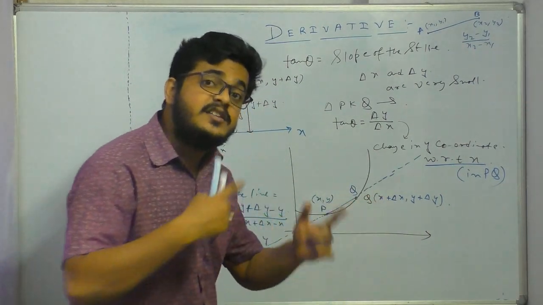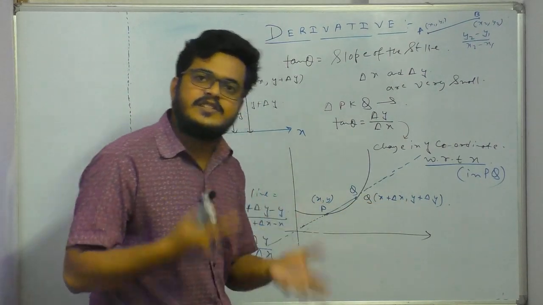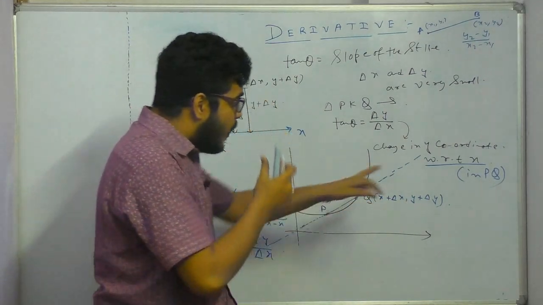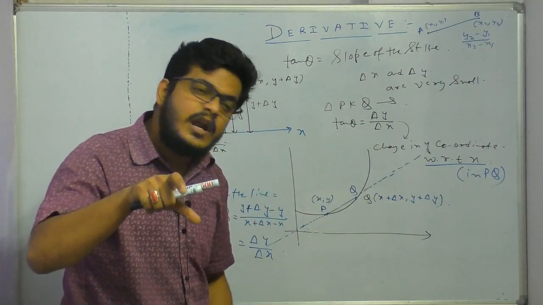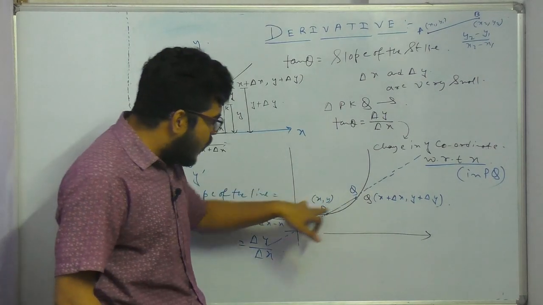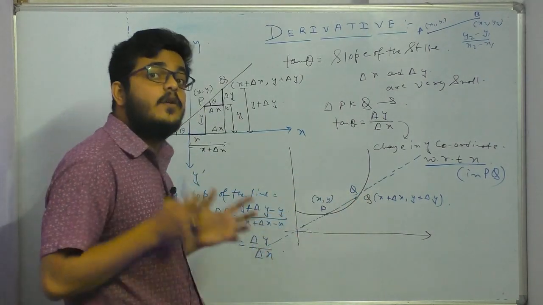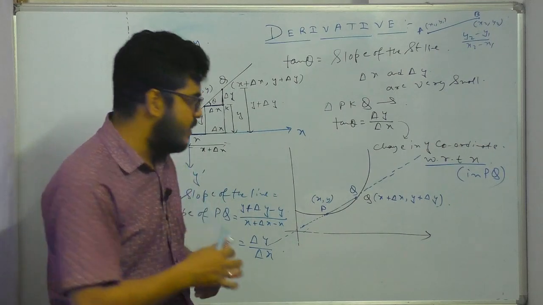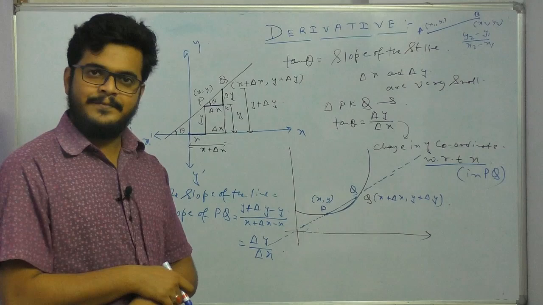Okay, what is the change in x coordinate in PQ? It is x plus del x minus x, which is del x. So the change in y coordinate and the change in x coordinate both happen in PQ. Now, the change in y coordinate with respect to x coordinate, we find this in which portion? We find this in the PQ portion.